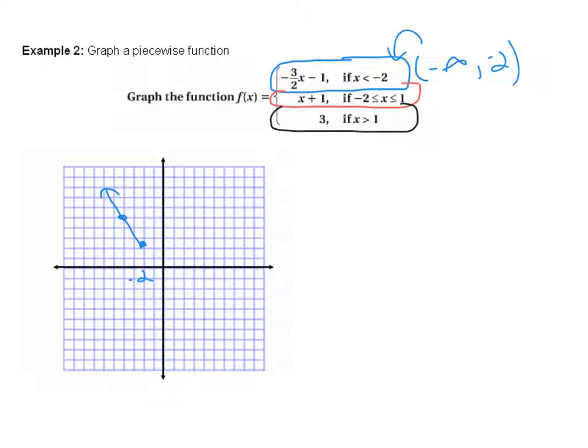And then because it says strictly less than -2, I'm actually going to swap out that ordered pair right there for an open circle. You have to understand what you're erasing. And if you don't understand what you're erasing, don't erase.